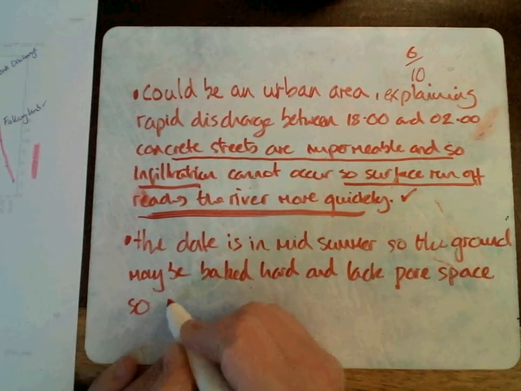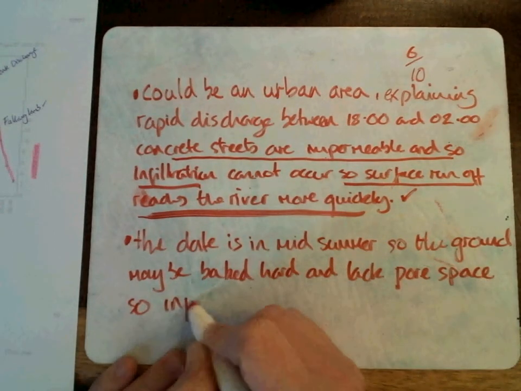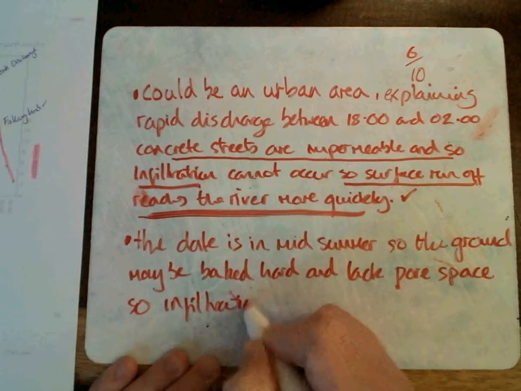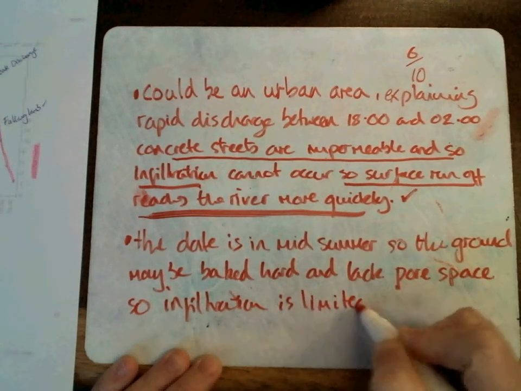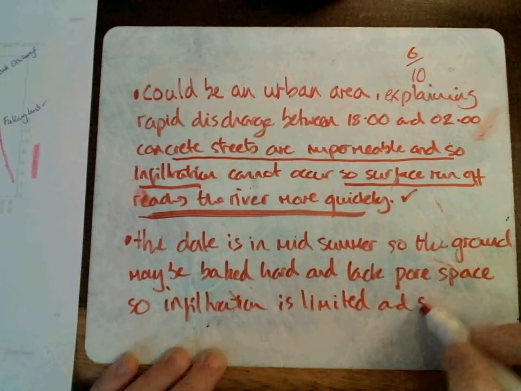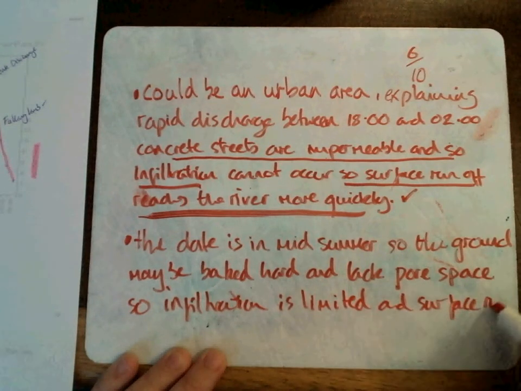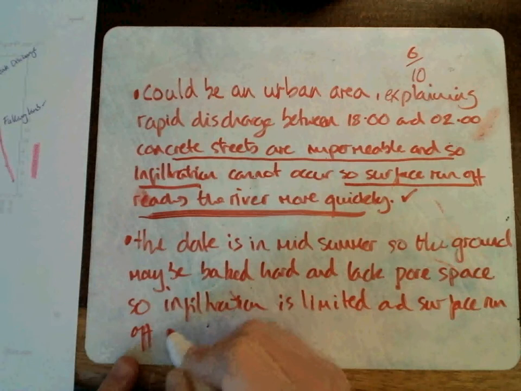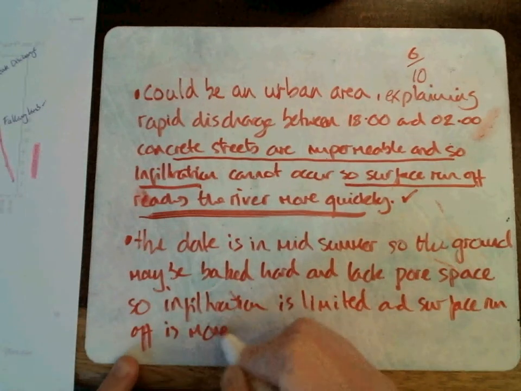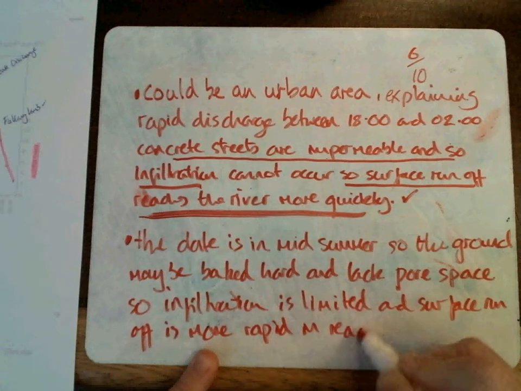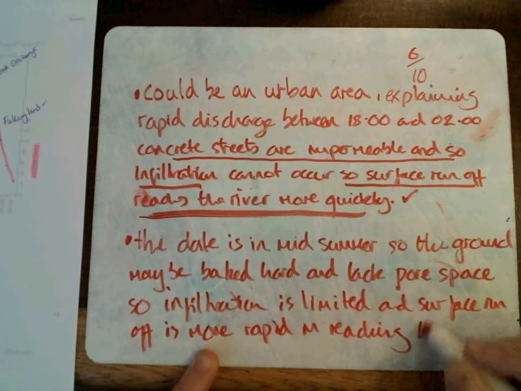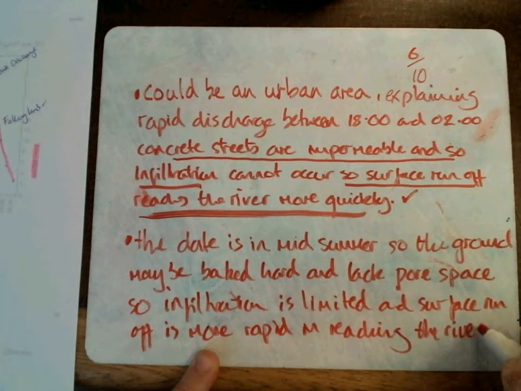So, infiltration is limited and surface runoff is more rapid in reaching the river.